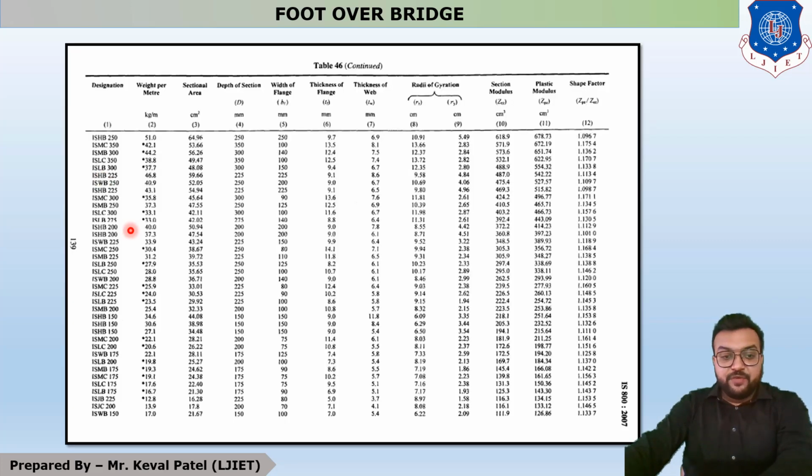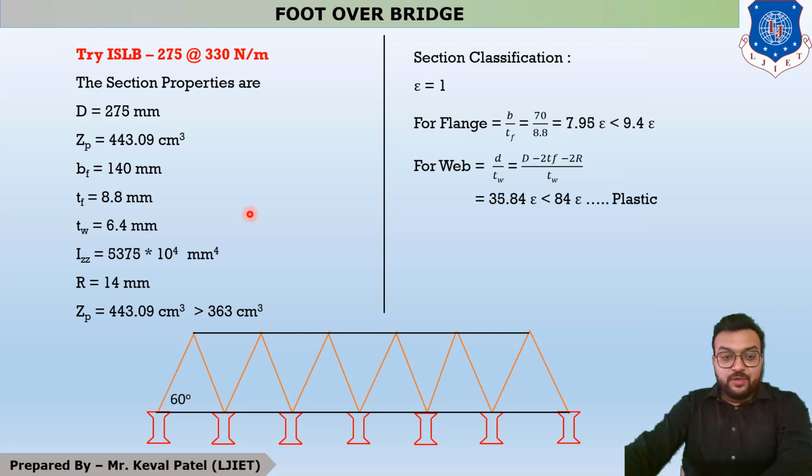BF means width of flange. You can see that for 275, our width of flange is 140. Next is thickness of flange, which is 8.8. Next is thickness of web, which is 6.4. And one important data which is not given in the IS code is capital R. Capital R is the root radius, and its value is not given in the IS code.